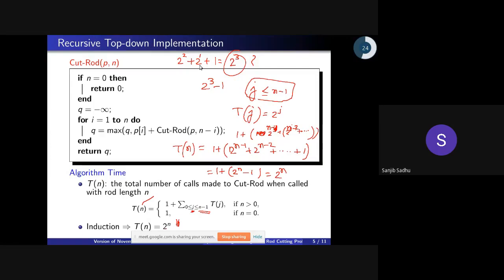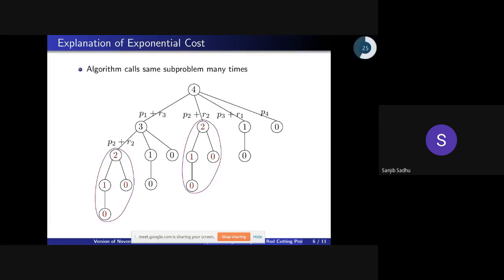See what you are doing. You are, see, this value is variable n minus i. So initially the length, suppose the length is 4 unit, n is 4. So then you will call what? This is the length 4. So if you cut it here, it will be P1 plus R3.